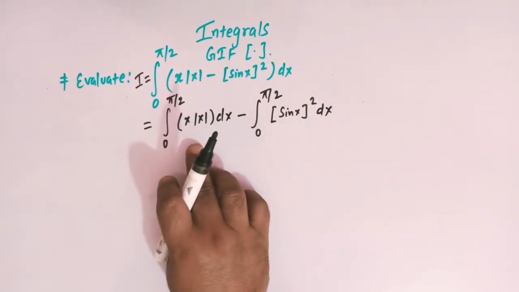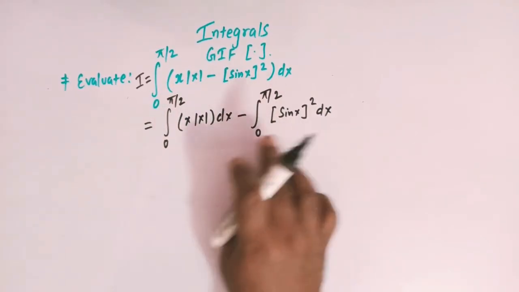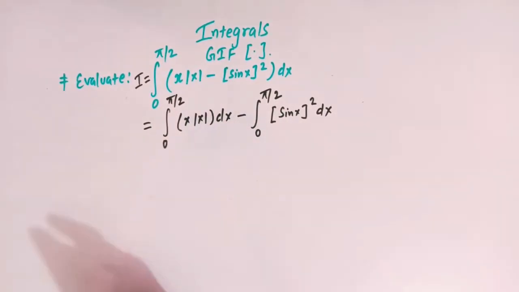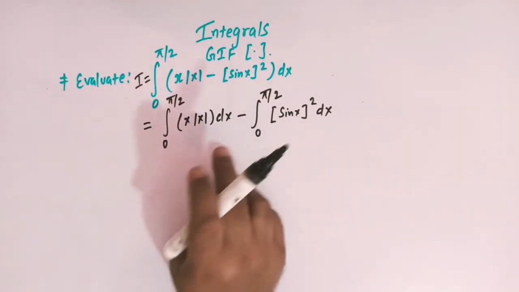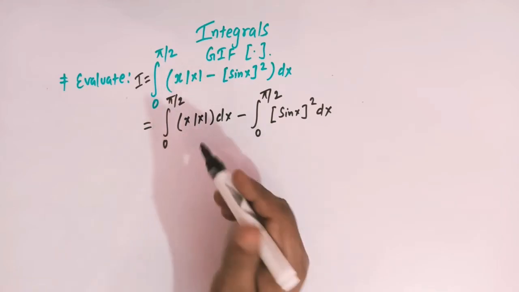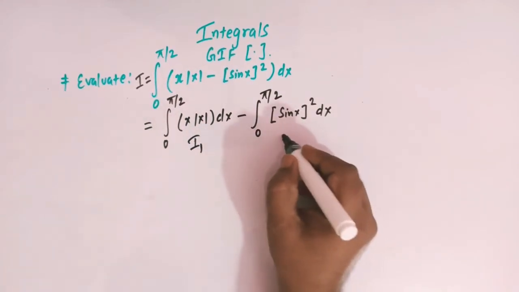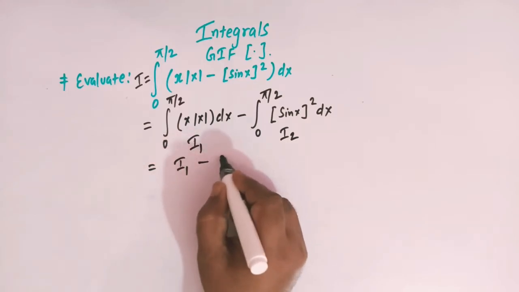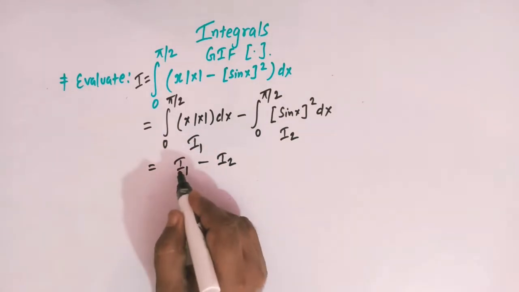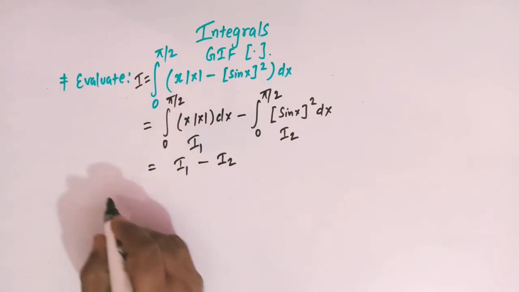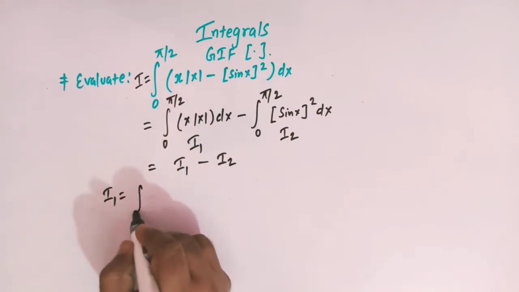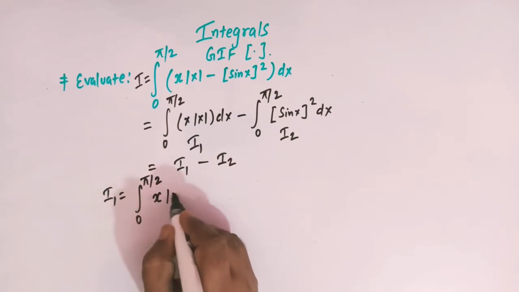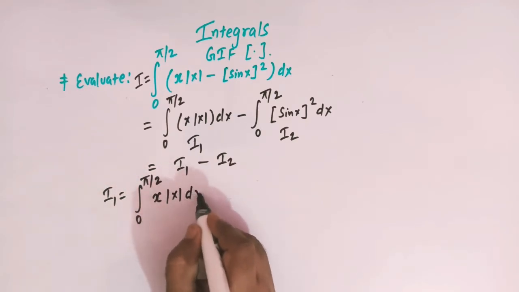Okay, now here we have to evaluate two integrals, right? So we'll take the integrals one by one. So let us first take this integral. Now here we can take this integral as I1, this integral as I2. So we have I1 minus I2, right? So we'll first consider I1. So I1 is from 0 to pi by 2, and we have x times the mod of x dx, right?